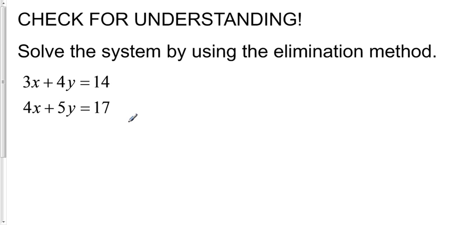Okay, I'd like you to try this one on your own. You are going to have to manipulate your equations so that either the x numbers match or the numbers in front of y match. You can choose which one you want to eliminate. So look at 3 and 4 for the x's, or look at 4 and 5 for the y's, and decide how can you get them to match so that you can subtract the equations and cancel them out.